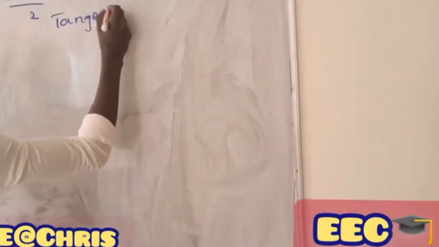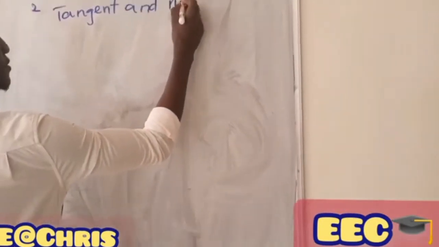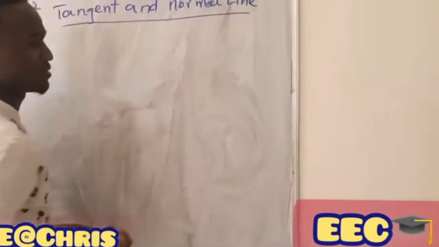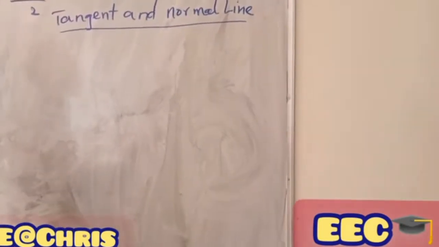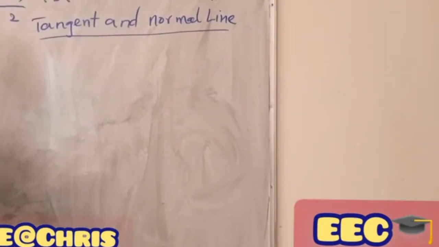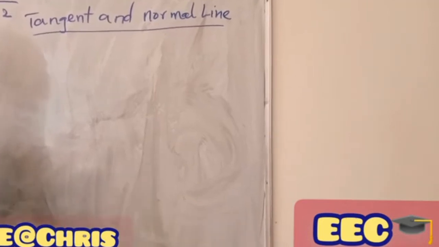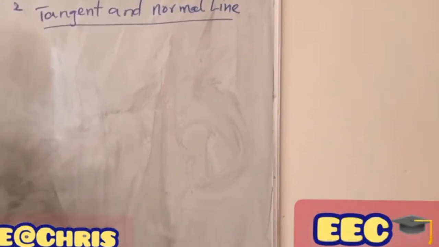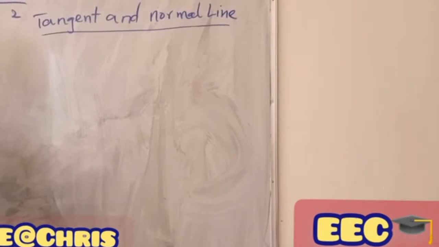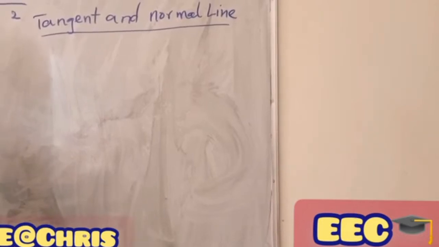Tangent and the normal line. Please, students, take a short acknowledgement about tangent and the normal line. If your teacher asks you what is the tangent, what is normal, where you find the normal line, where you find the tangent line, how can we calculate it if it is calculable, and how can we determine it if it is determinable? That's what I'm going to talk about now. I hope you are following very well.